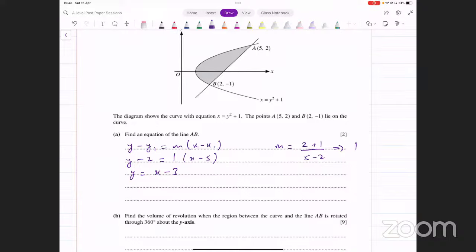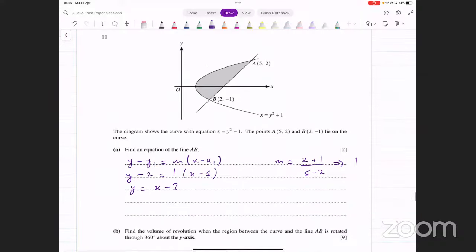All right, let's move on. And the second part, it says, find the volume of revolution when the region between the curve and the line AB is rotated through 360 degrees about the y-axis. Okay, so now this shaded region is rotated about the y-axis.